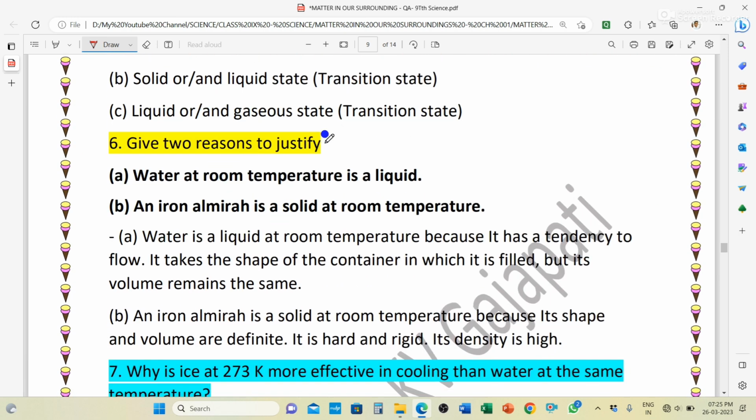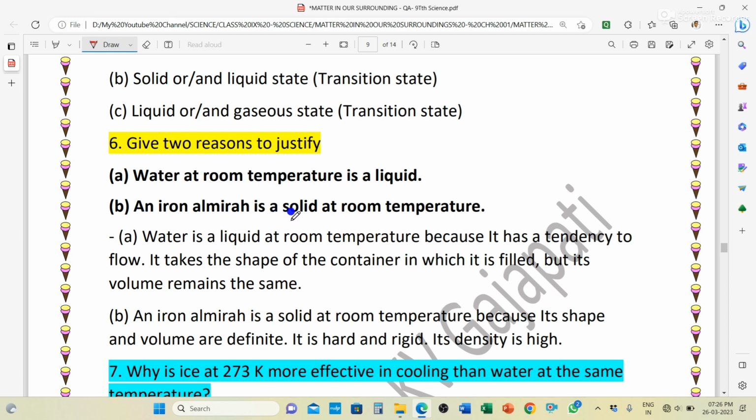Then give two reasons to justify: water at room temperature is a liquid. Water is a liquid at room temperature because it has a tendency to flow. It takes the shape of the container in which it is filled, because liquids do not have a definite shape. They show the shape of the container in which they are filled. So its volume remains the same, but the shape changes according to the shape of the container. So water is a liquid.